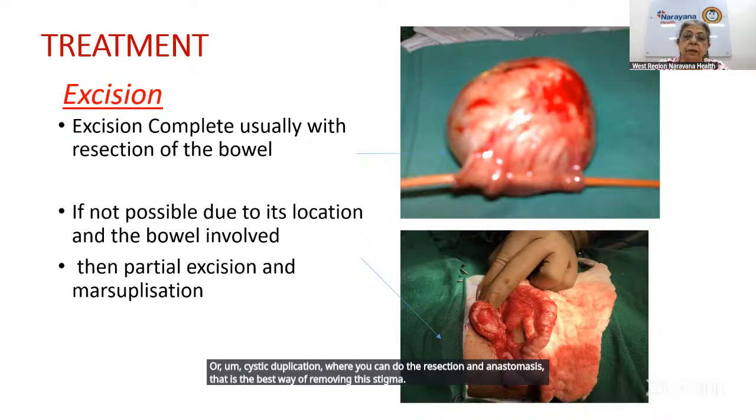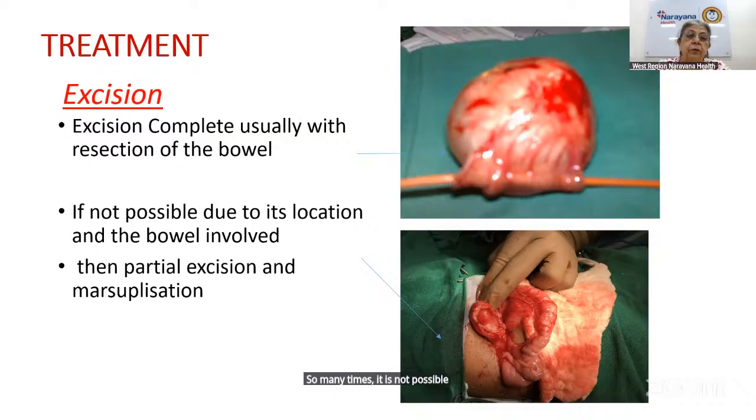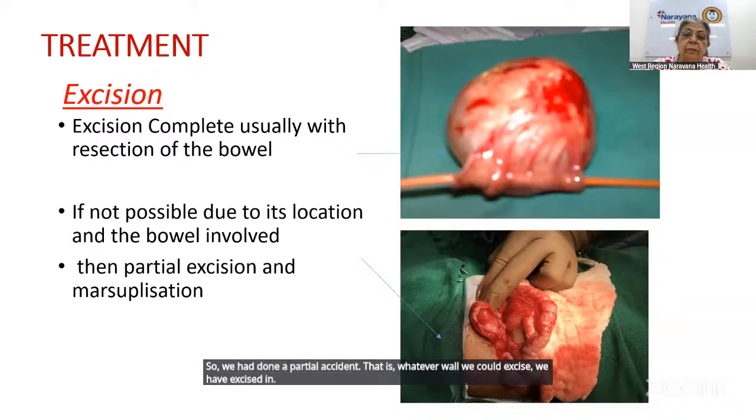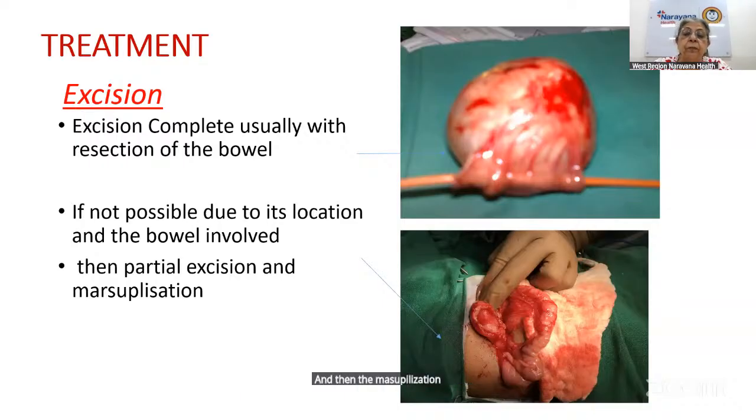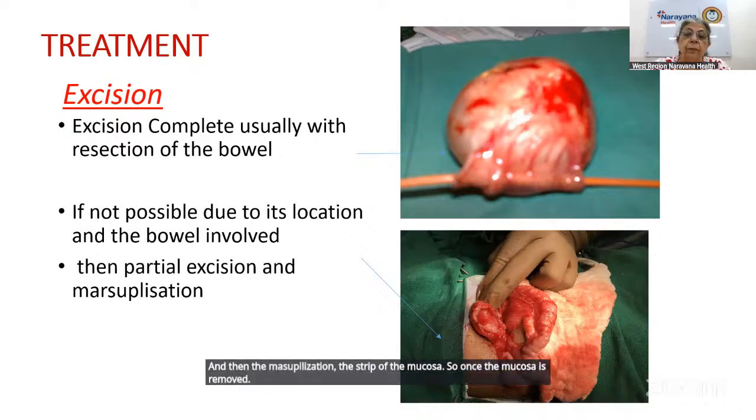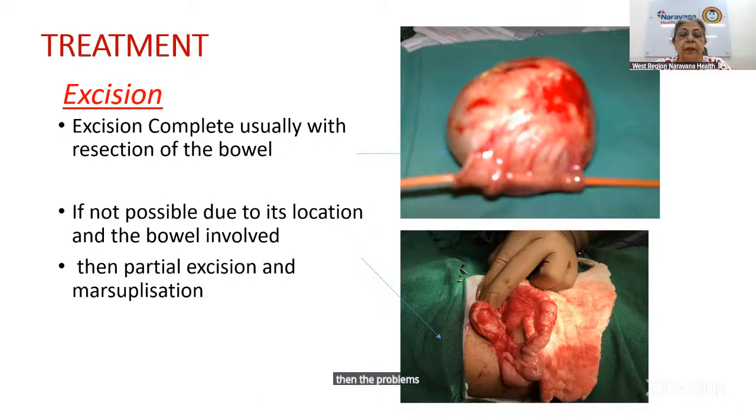Many times it is not possible due to its location and the bowel involved. Just like that gastric antral duplication, I couldn't excise the cyst along with the antrum. So we had done a partial excision. That is, whatever wall we could excise, we have excised it. And then the marsupialization, the strip of the mucosa. So once the mucosa is removed, then the problems of secretions, peptic ulcerations, everything is over.